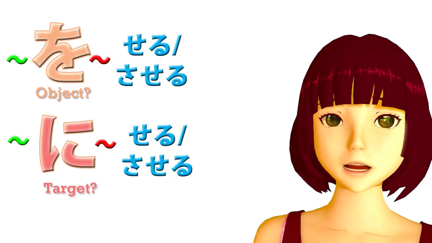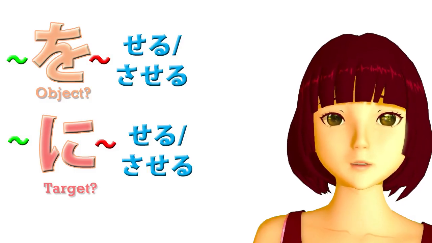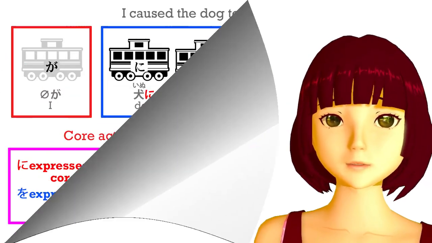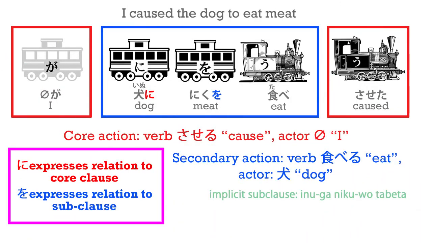Secondly, when the action that is being compelled itself has an o marked object. For example, Inu ni niku o tabesaseta, I caused the dog to eat meat. You can see that the implied subordinate sentence here is Inu ga niku o tabeta. The meat is the object of the dog's action, and the dog is the thing that I am causing to do that action. Now, in these kinds of sentences, Japanese does not allow us to use the o particle twice.